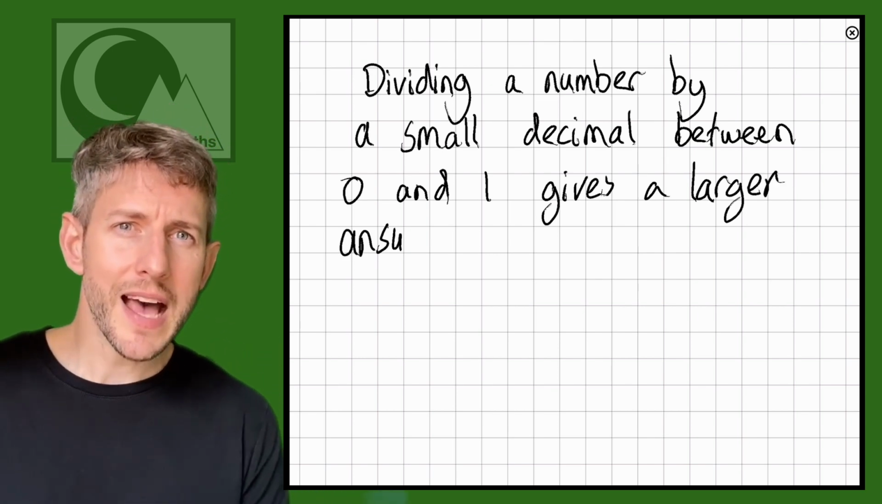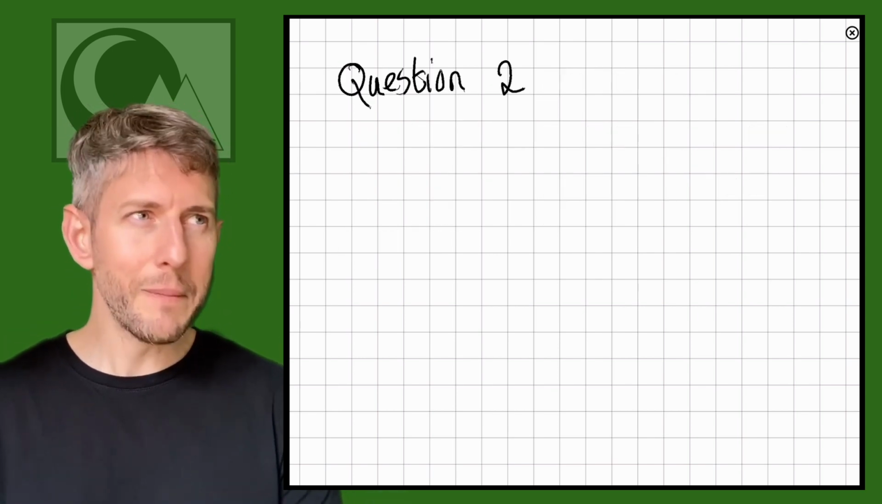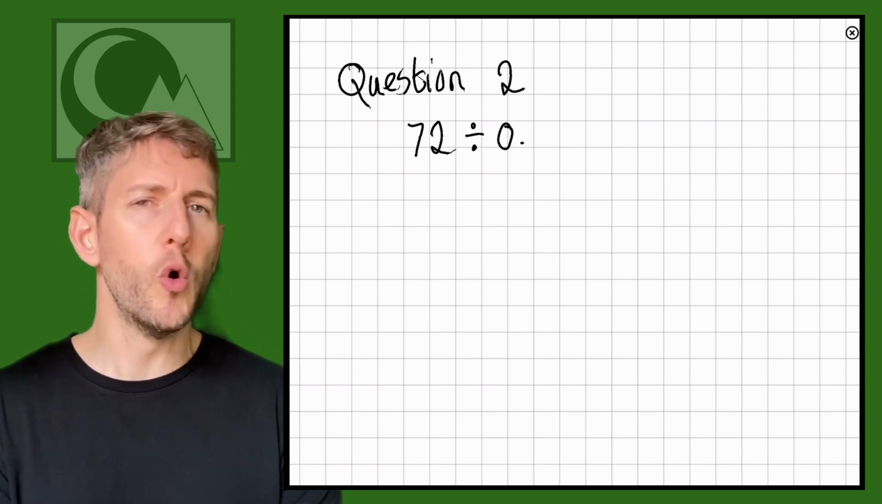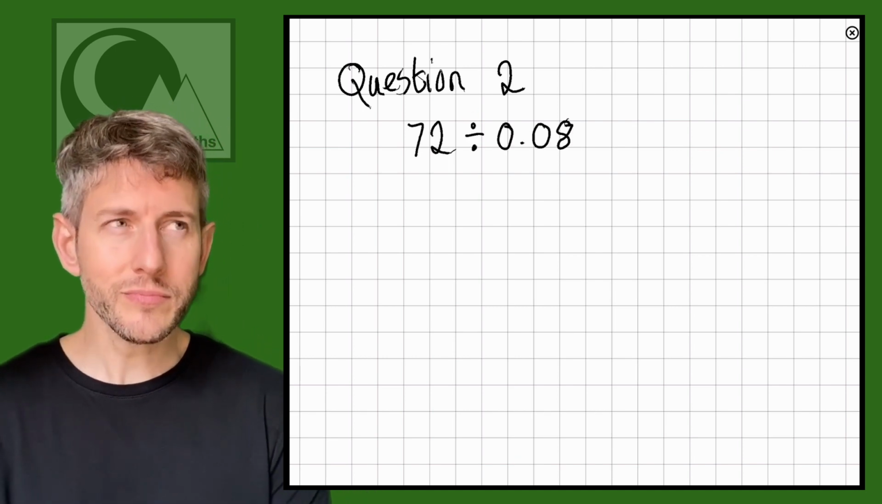So let's have a look at another example here. I've got another question here, which is 72 divided by 0.08. Okay, right.